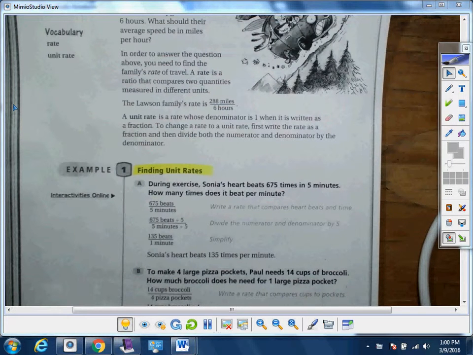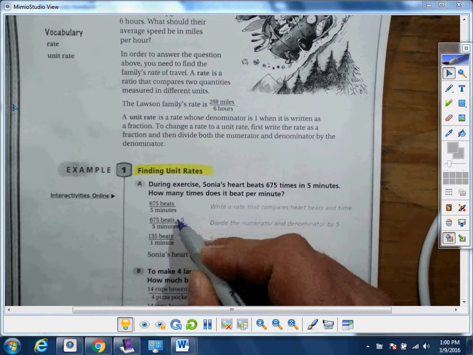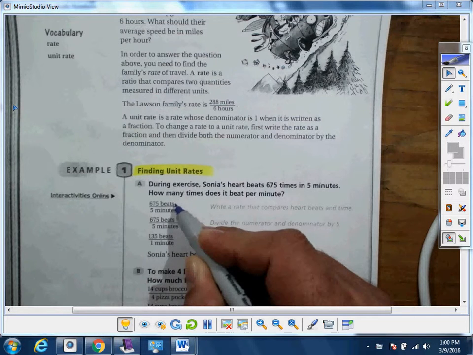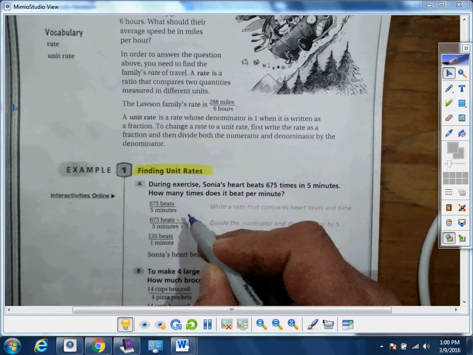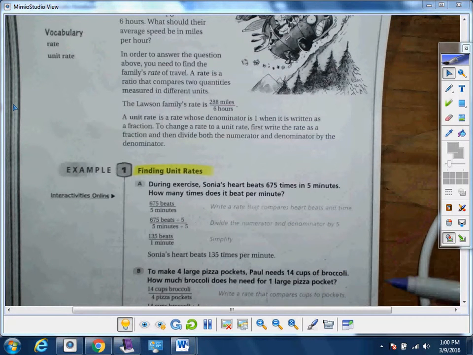Okay, so it says during exercise, Sonia's heart beats 675 times in 5 minutes. How many times does it beat per minute? Now, if you look, what they did is they took the number of beats, which was 675, and they put it over 5 minutes. When it comes to unit rates, you usually put something over time. Or if it deals with food, I think it's money over ounces. We're going to get to that on the next page.